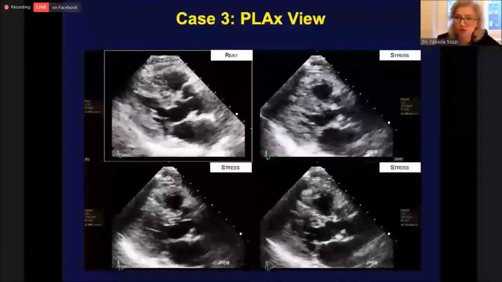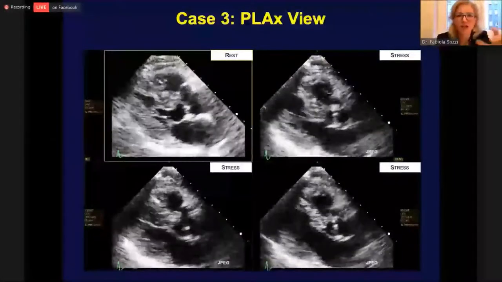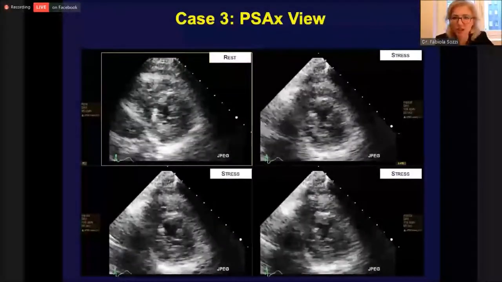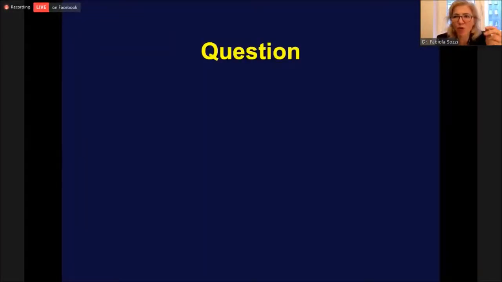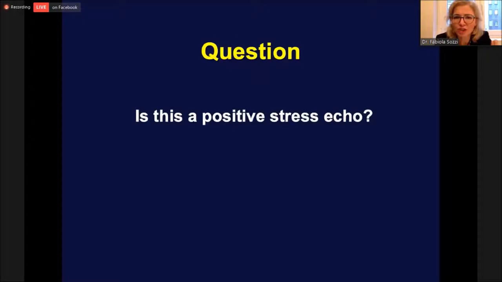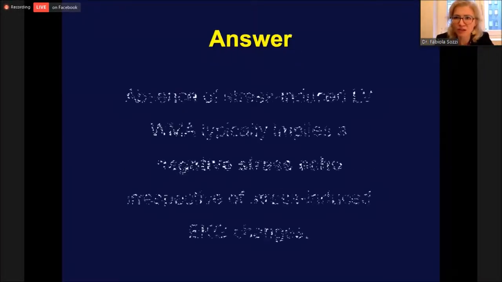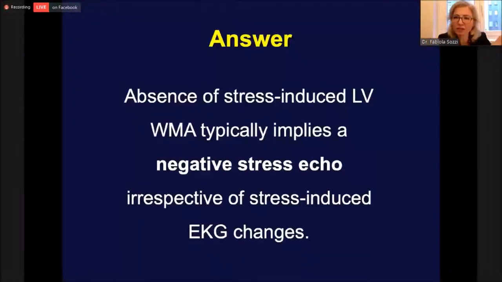I said something going back to the previous case. When you have a discordance between the exercise ECG and the echo, which one should be considered? Is this a positive stress echo? Of course it is a positive stress echo. Remember the hierarchy of the ischemic cascade.